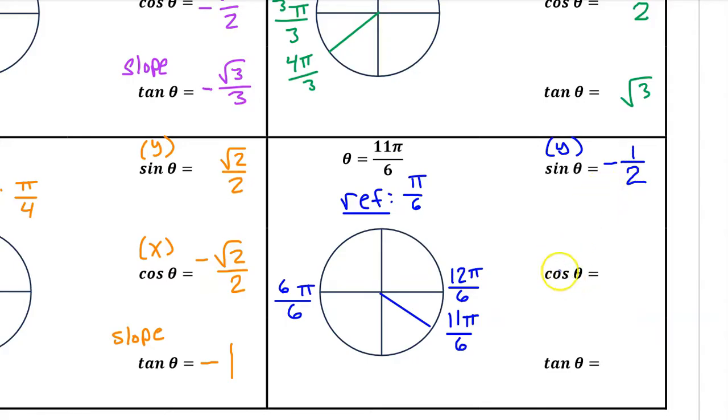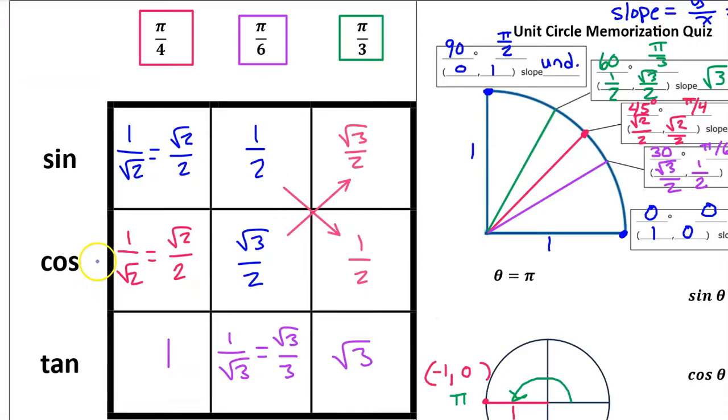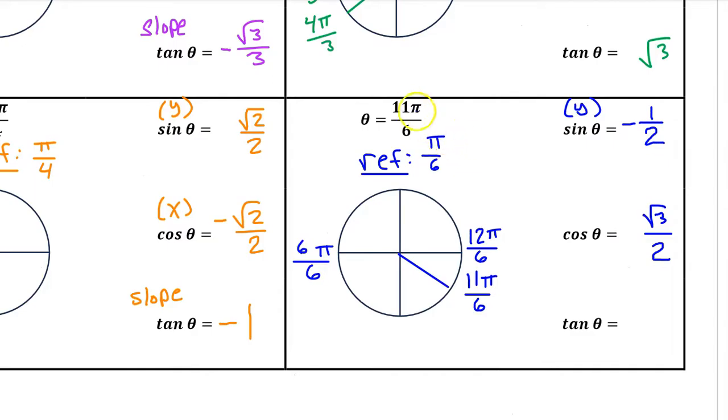To evaluate the cosine of 11 pi over 6, we begin with the cosine of pi over 6. The cosine of pi over 6 is radical 3 over 2. That means the cosine of 11 pi over 6 will involve radical 3 over 2, only it might be negative. On the unit circle, cosine is the x value. And x values are positive in the fourth quadrant because we are to the right of the y-axis. So the cosine of 11 pi over 6 will be positive radical 3 over 2.